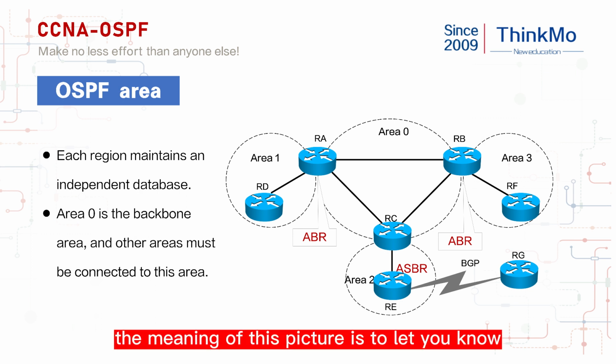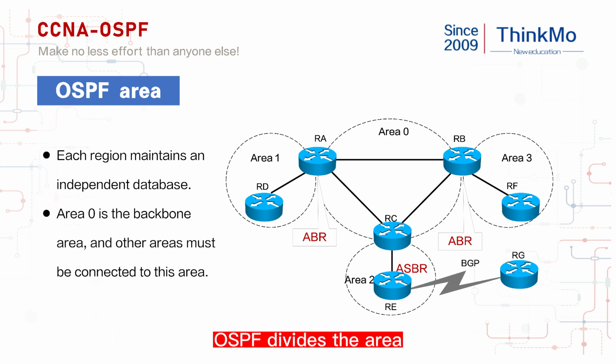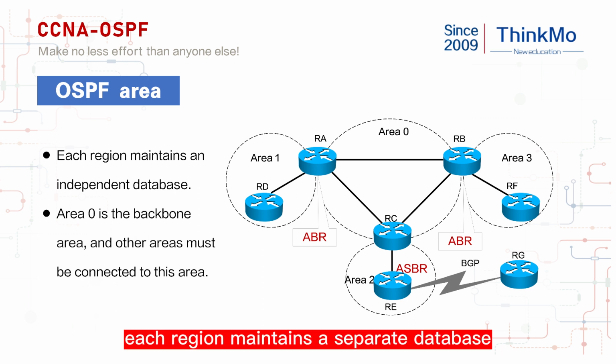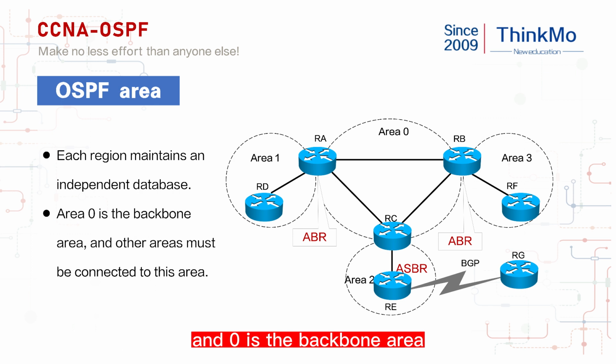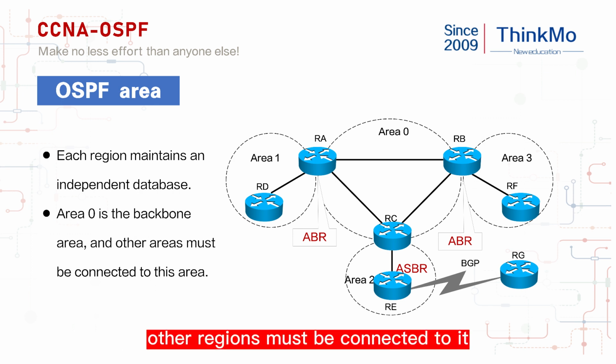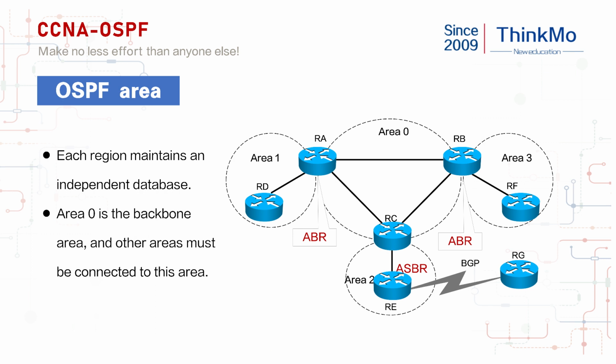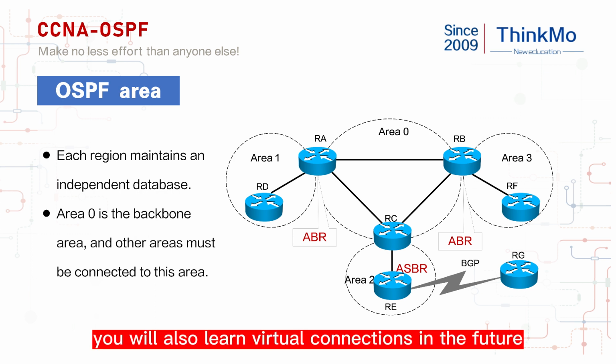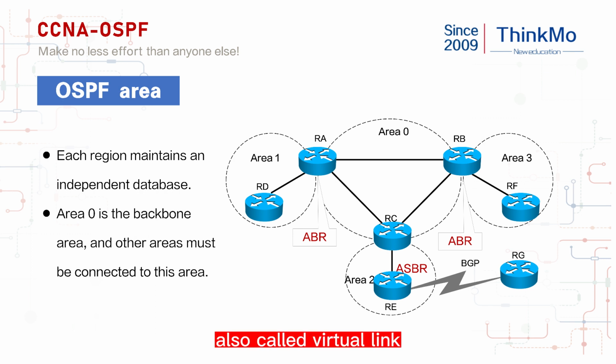The meaning of this picture is to let you know that OSPF divides the network into areas, and each area maintains a separate database. Area 0 is the backbone area, and other areas must be connected to it. Certainly, you will also learn virtual connections in the future, also called virtual link. You can connect it manually, which is equivalent to making a virtual connection.